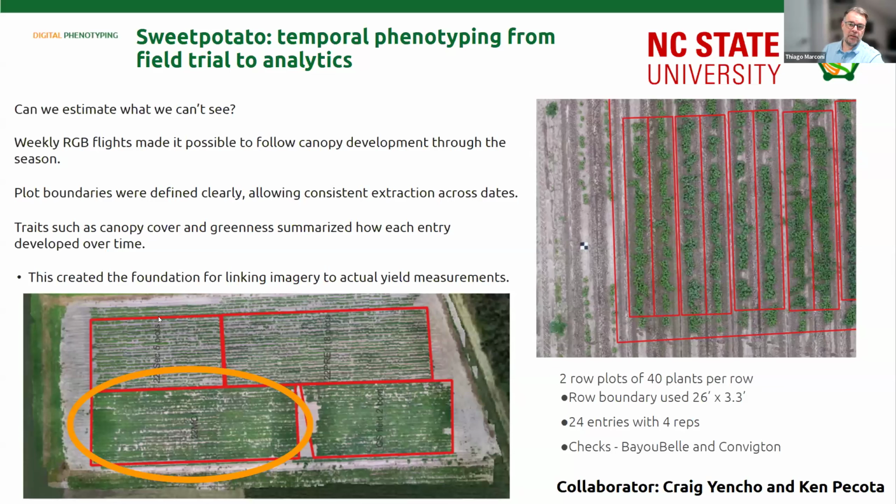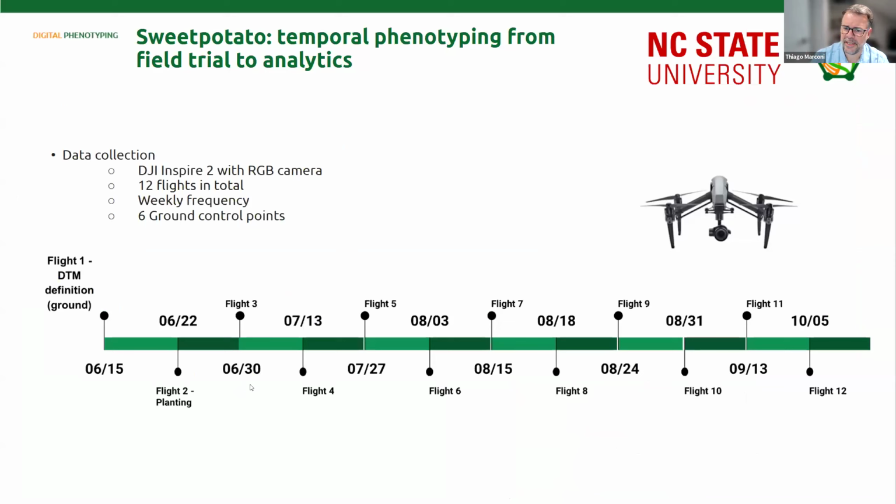So what did we propose here? I said, can we estimate yield, something that we cannot see because those sweet potatoes are buried under the ground, right? Can we use weekly flights and look at canopy features to estimate yield? I designed a protocol where we did weekly flights. Very important on this one, we did an early flight before any plant growth, where we defined the DTM, the digital terrain model.